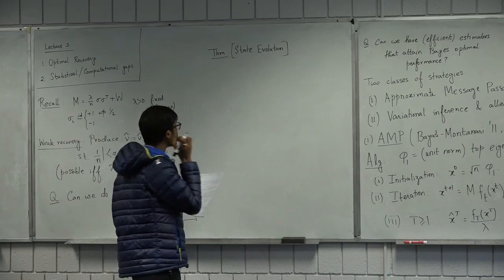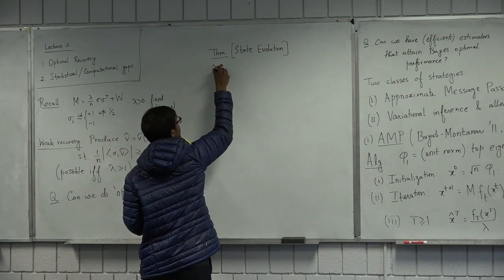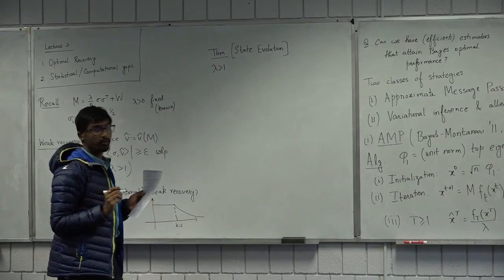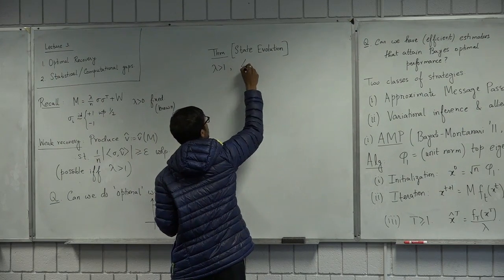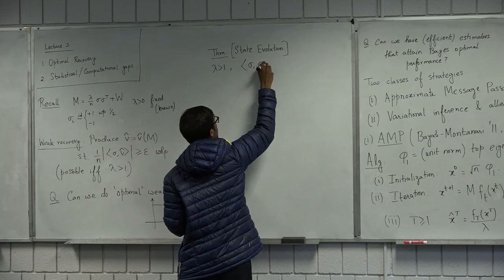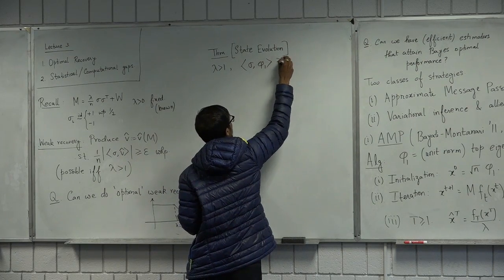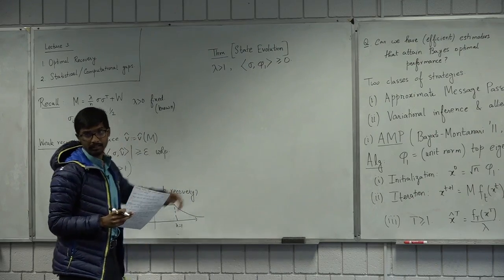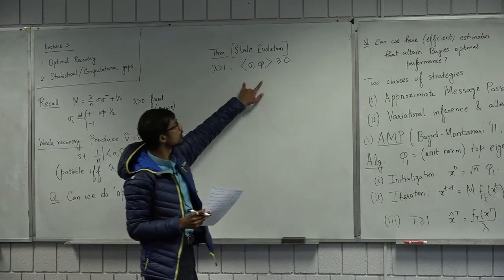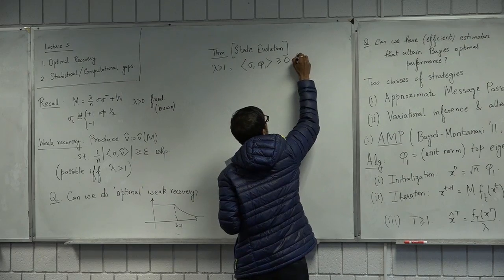Okay, so first we assume that lambda is bigger than 1. That's fine, we are above the information theoretic threshold. And without loss of generality, we assume that this is non-negative, right? If it is negative, we just have to flip the sign. So we can always assume this is non-negative.